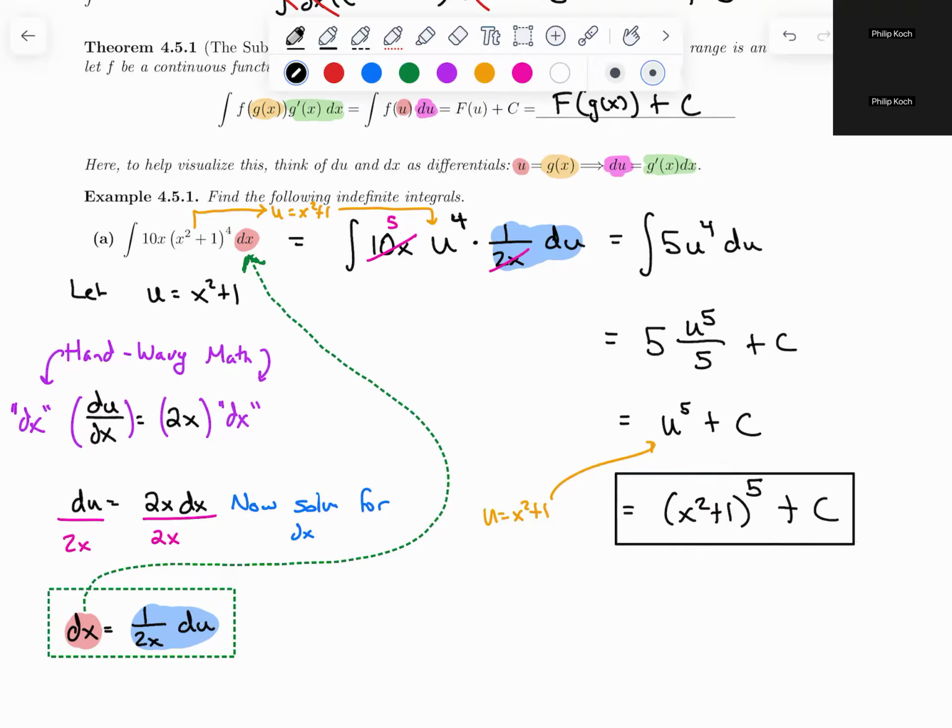If this looks like voodoo, I would understand that. It is somewhat of a little bit of voodoo, especially that hand-wavy math portion of it.